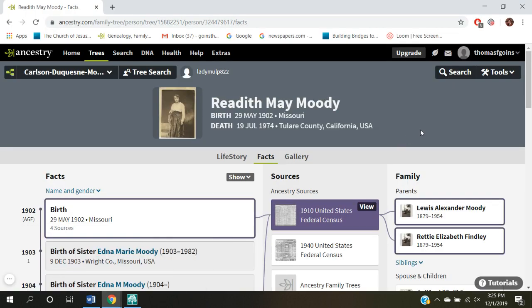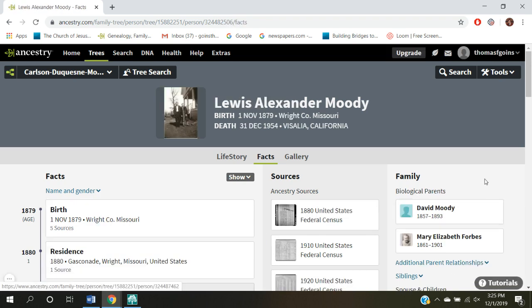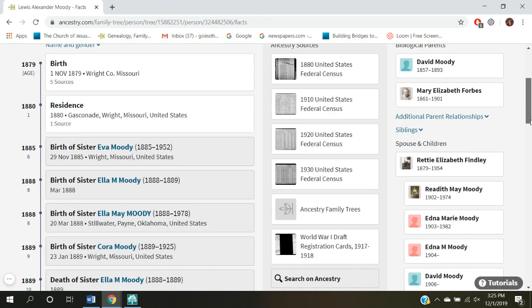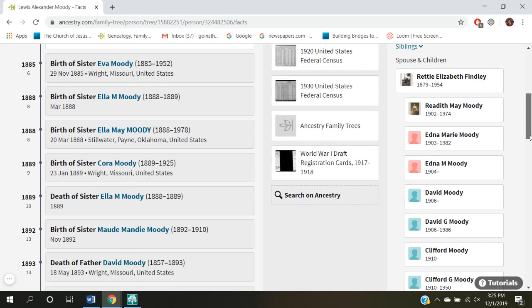Okay, I'm going to go back to this Ancestry.com family group sheet record in the family tree of Lady Mulp 822. And I'm going to open up Lewis again so that I have him and his wife Retta and their children.